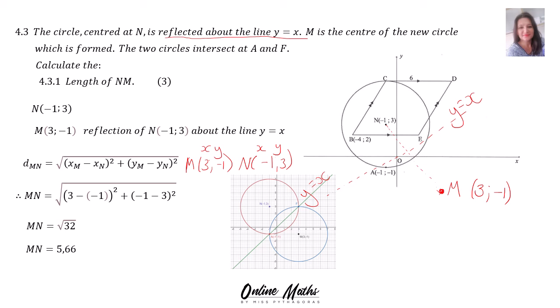So where are the 3 marks? The 3 marks are here: on M's coordinates, for knowing that it's the reflection about the line y = x and that the coordinates swapped, and then substitution into the distance formula and the final answer. 3 marks.